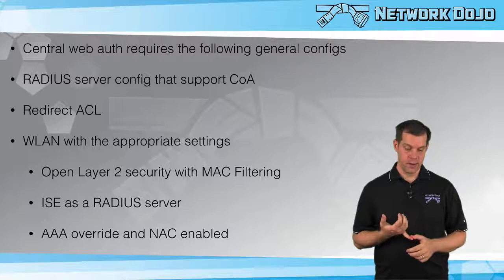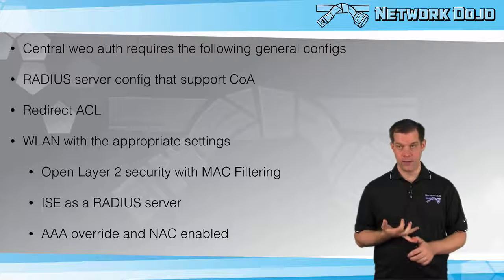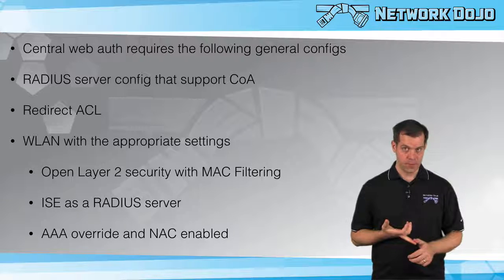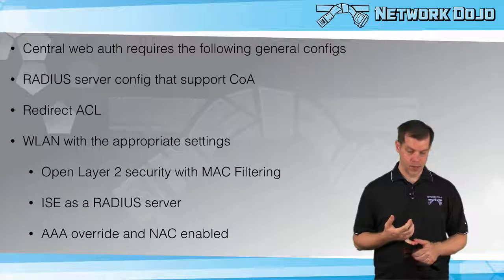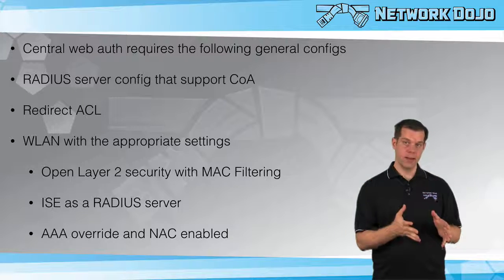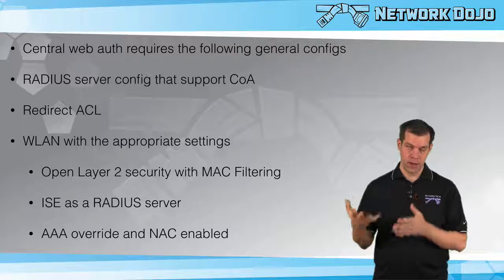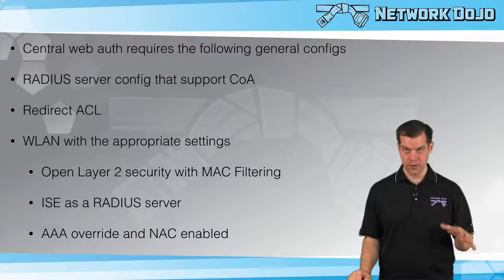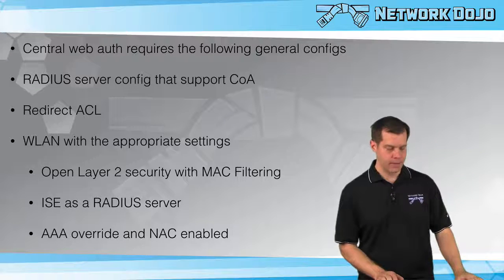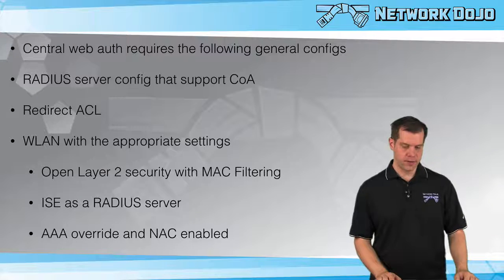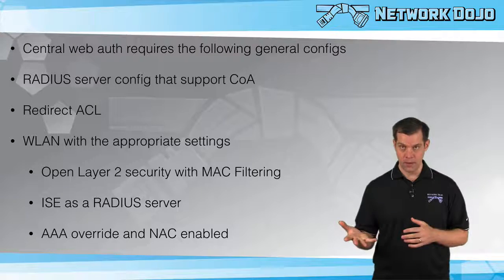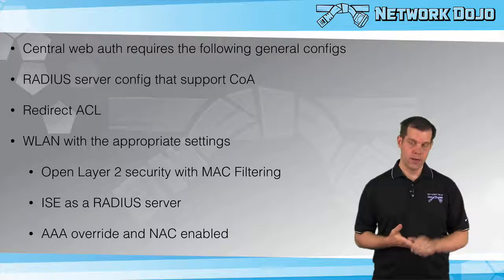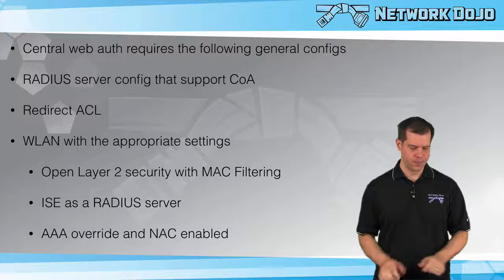It's an open WLAN from a layer 2 perspective with MAC filtering turned on. ISE is the RADIUS server, AAA override enabled with NAC. And so the WLAN config is identical to what we're used to on the AireOS side of things. So nothing changes there, exact same types of settings. So the big differences are going to be, one, we're configuring RADIUS within IOS, which is a lot more involved than what we saw in AireOS. And two, that redirect ACL is really the opposite. So let's go ahead and take a look at the configs.